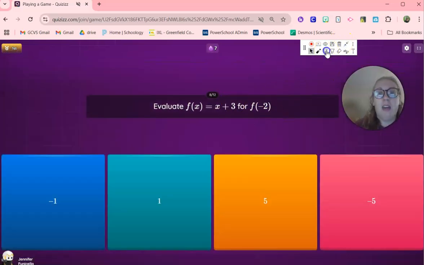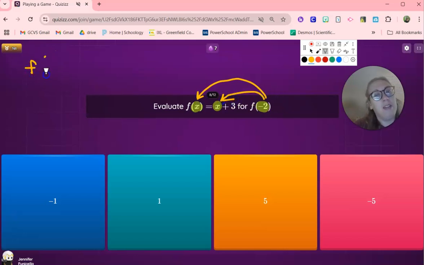Okay. So those were all using a graph. Now we're looking at an equation. So again, if it's in the parentheses, it's our input. That's our x. So wherever we see x, we just put a -2 in its place. So the first thing I like to do is just rewrite it. So f of -2 is x plus 3, or -2 plus 3.